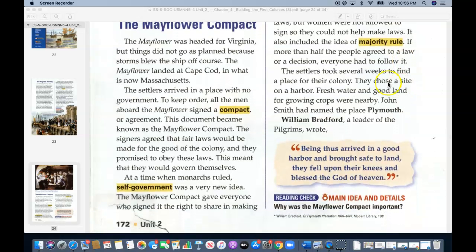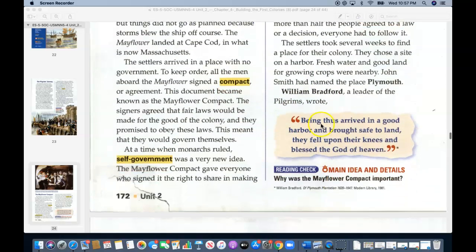The settlers took several weeks to find a place for their colony. They chose a site on a harbor. Fresh water and good land for growing crops were nearby. John Smith had named the place Plymouth. William Bradford, a leader of the Pilgrims, wrote, "Being thus arrived in a good harbor and brought safe to land, they fell upon their knees and blessed the God of heaven."